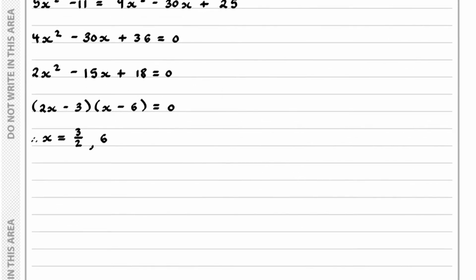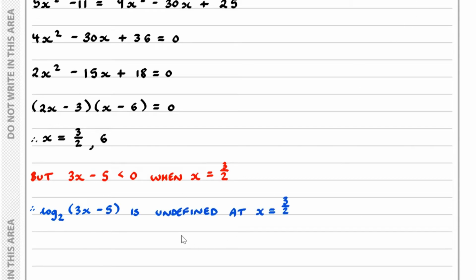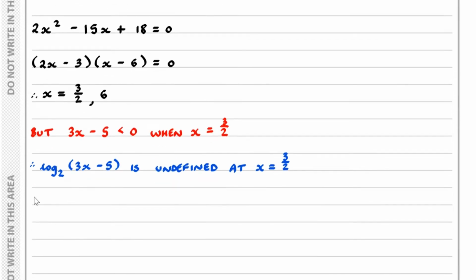And so, what we can see then is 3x minus 5 is less than 0 when x is equal to 3 over 2. And so what this means then is log base 2 of 3x minus 5 is undefined at x equals 3 over 2. And so therefore, x equals 6 is our only solution.